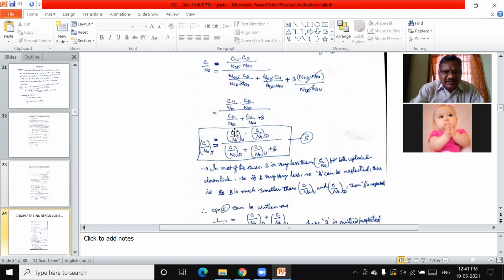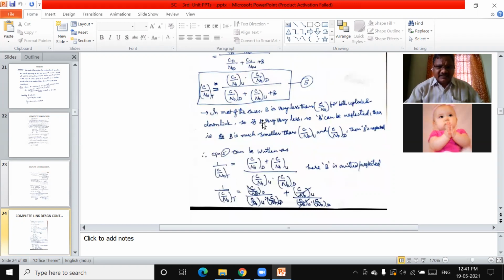Here also the same, C D by N not D, so C by N not D plus C U by N not U plus B is here. This is the one equation.